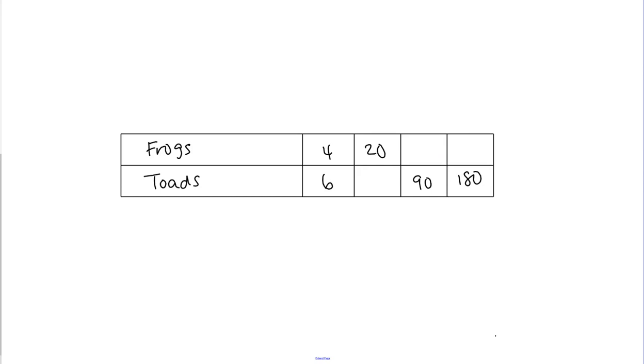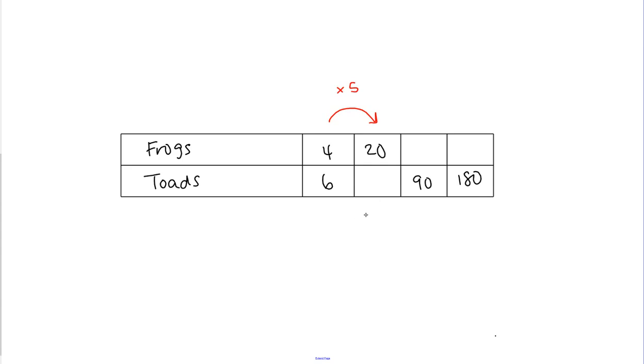Let's look at toads and frogs. You can also use multiplication to find these missing values. We're not going to want to add 1 to get from 4 to 20 16 times, so we can just multiply. So what do we need to multiply to get from 4 to 20? We need to multiply by 5.